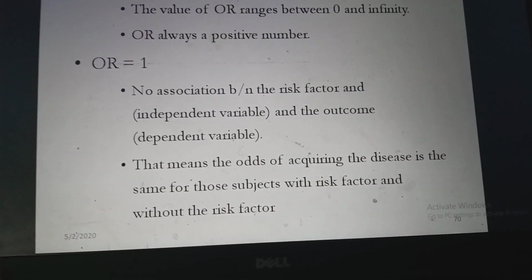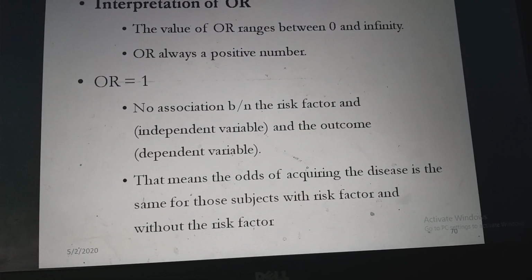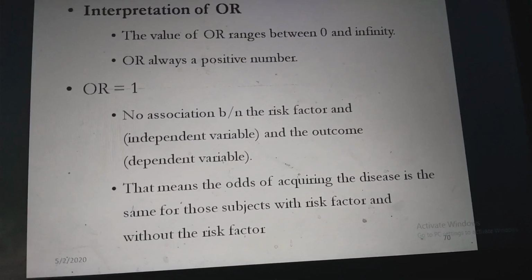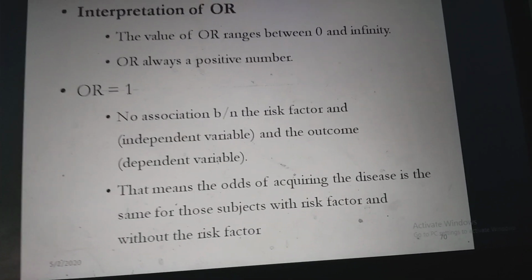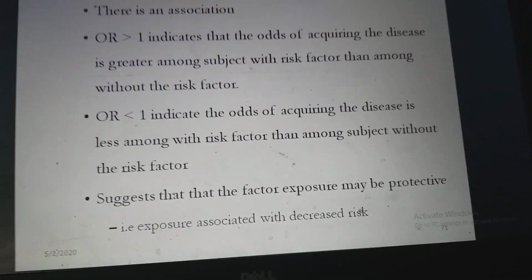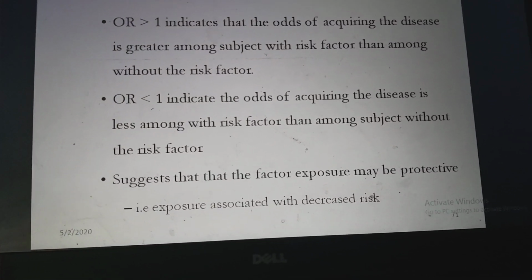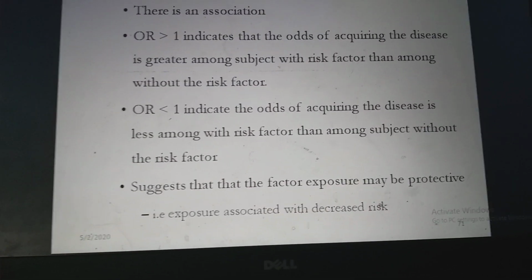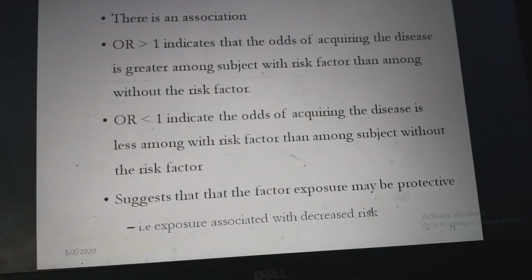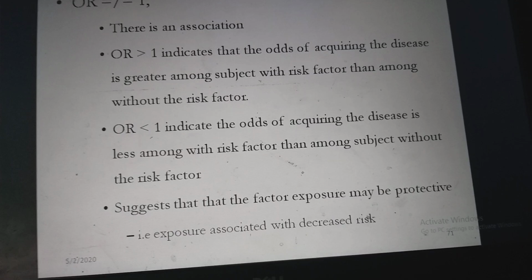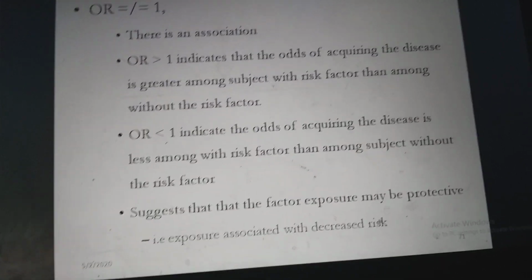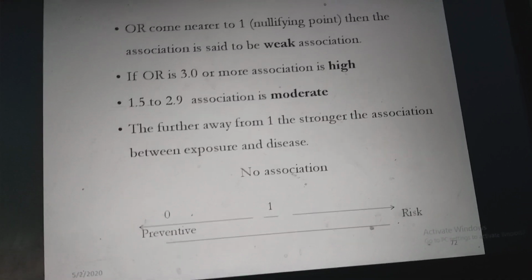The same is true as for relative risk. It is a positive number from 0 to infinity. If the odds ratio is 1, there is no association at all between risk factor and outcome, or between exposure and disease. If it is not equal to 1, there is association. If it is greater than 1, there is a strong association between exposure and disease. If it is less than 1, the exposure is used as a treatment or a protective factor for the disease. That means it is not a negative impact. It has a positive impact on the disease.